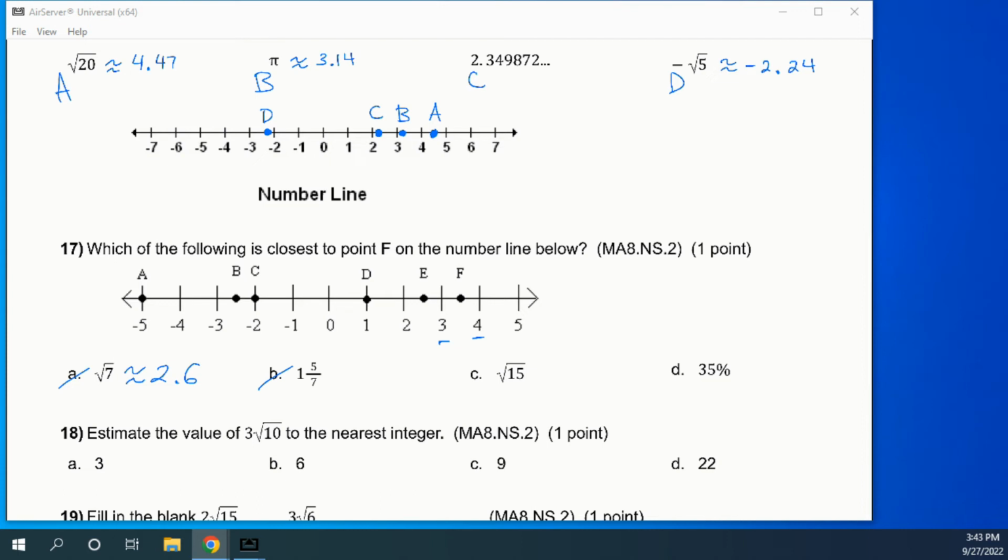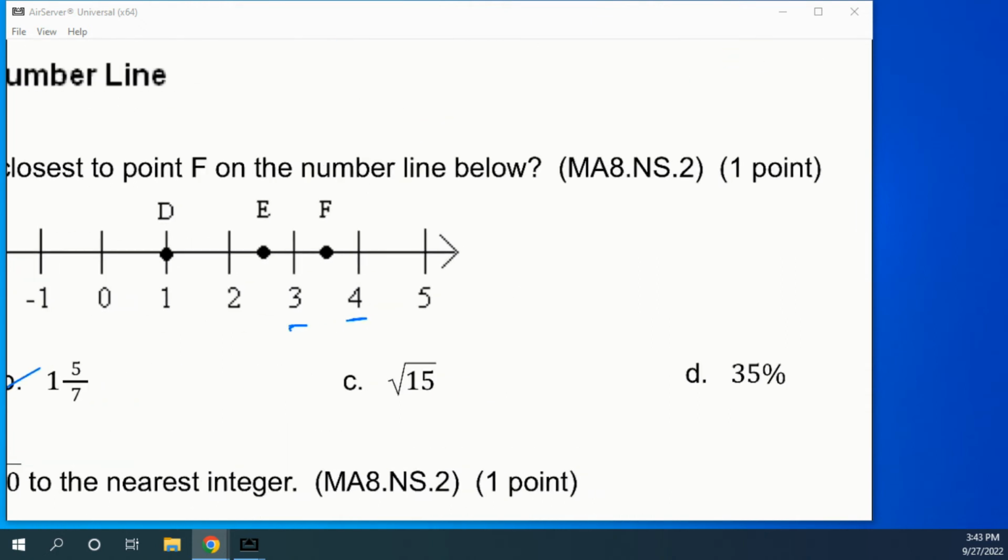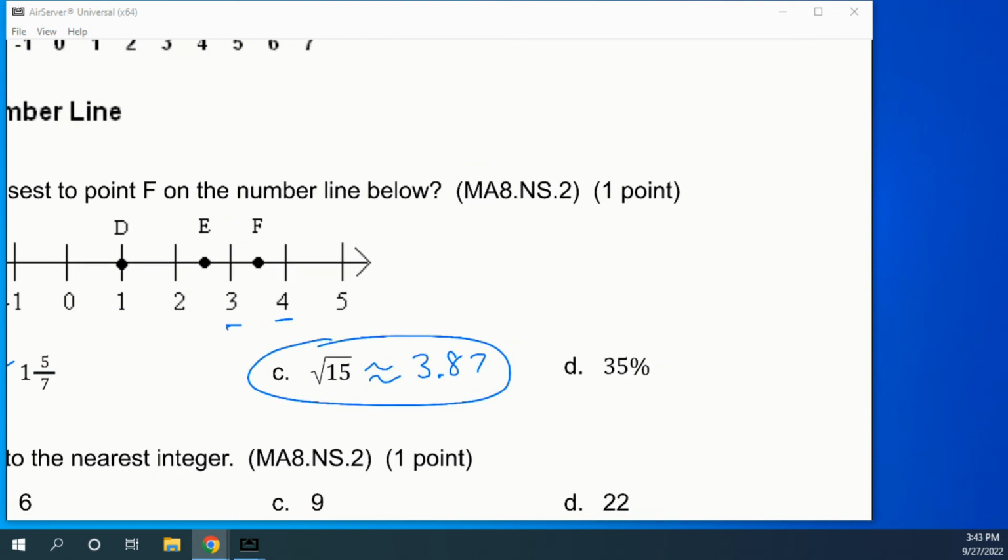So this is the one right here, C. I can kind of show this. This is going to be about 3.87. Is it exactly where F is? No, it's not. But it is the closest. It's the closest to point F. So we will go with C on that one.